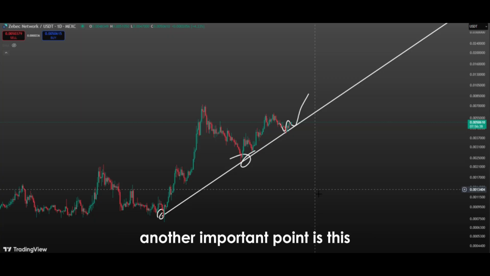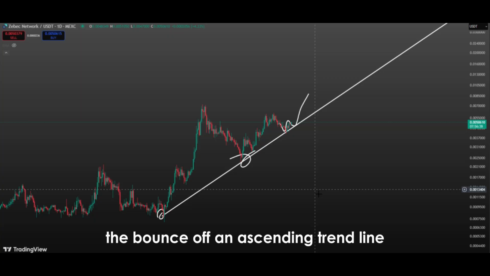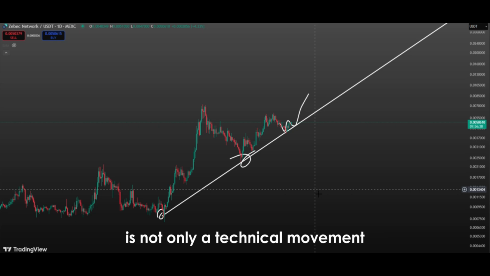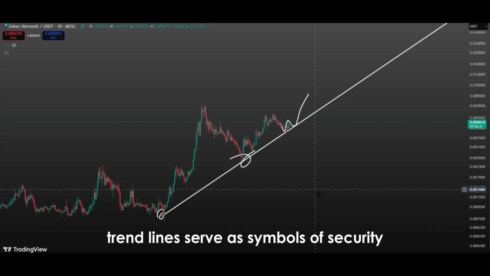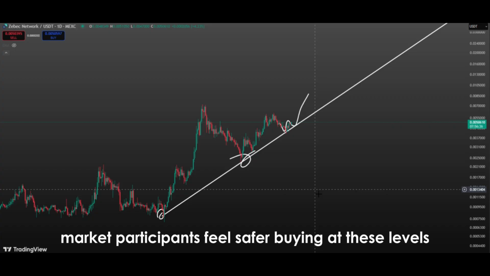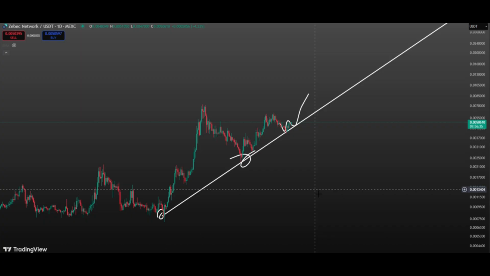Another important point is this: the bounce off an ascending trend line is not only a technical movement, but also a psychological event. Trend lines serve as symbols of security in the eyes of investors. Market participants feel safer buying at these levels. This sense of psychological security allows prices to move upward more comfortably.